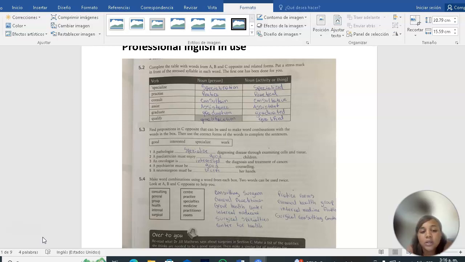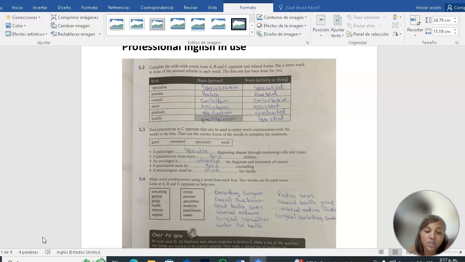Find prepositions in C opposite that can be used to make word combinations with the words in the box. Then use the correct form of the word to complete the sentence. A pathologist specialises in diagnosing disease through examining cells and tissues. A pediatrician must enjoy working with children.